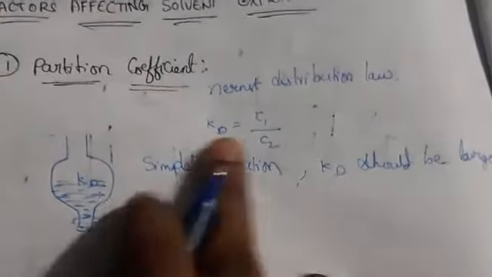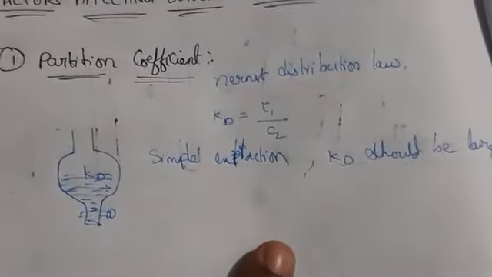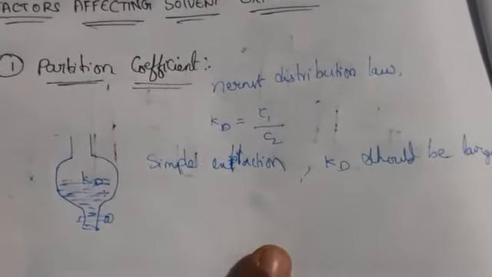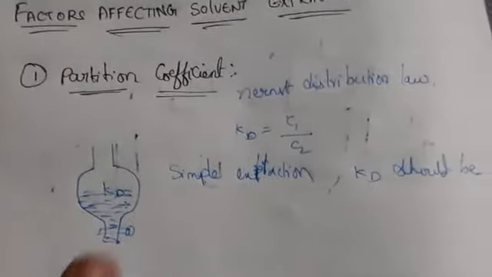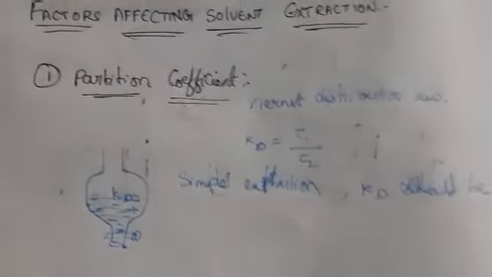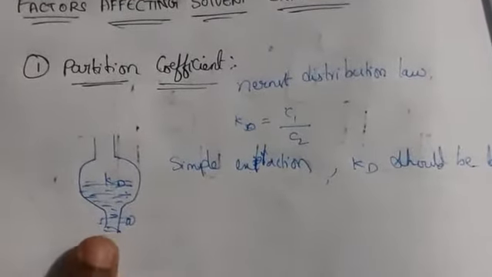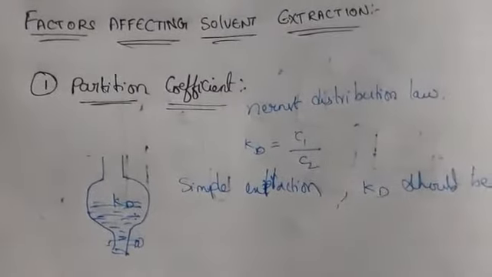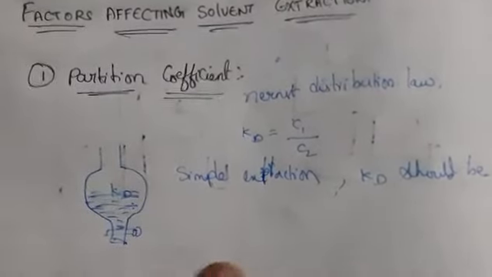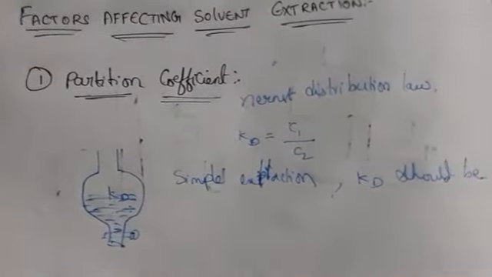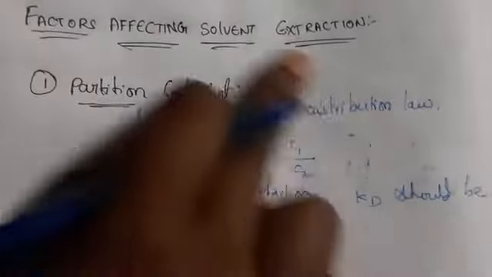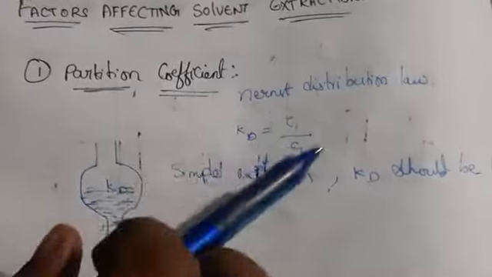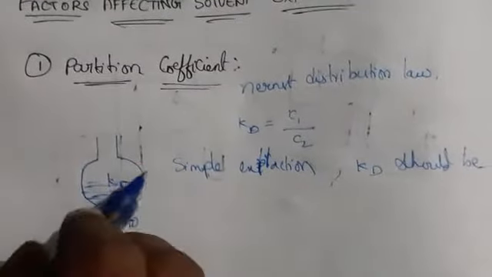So this is partition coefficient. When the partition coefficient is large, automatically we can easily separate the solvent molecules. If you take multiple extraction, the total volume of organic solvent is very large compared to simple extraction. This is nothing but the partition coefficient value, K or Kd. This is the first factor. So partition coefficient, also known as Nernst distribution law, is denoted by Kd.